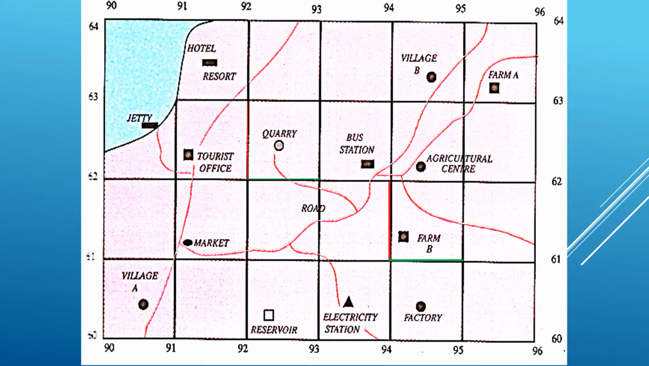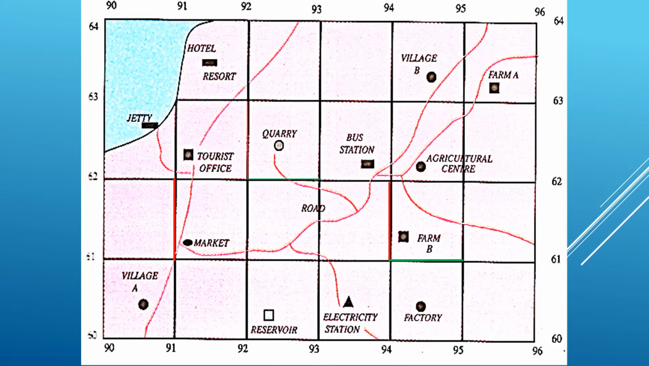Let's look at the electricity station. The electricity station is located east of easting 93 and north of northing 60. This means that the four-figure grid reference for the electricity station is 9360. The tourist office. The tourist office is located east of easting 91 and immediately north of northing 62. That means it is 9162 for the tourist office.